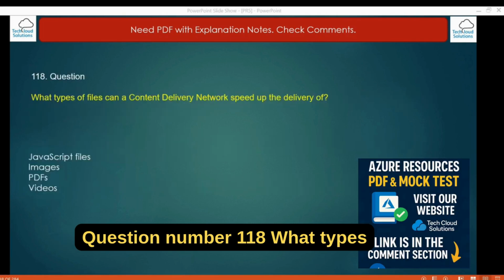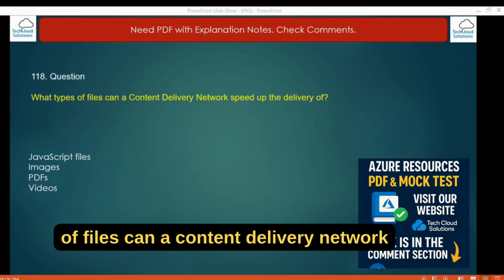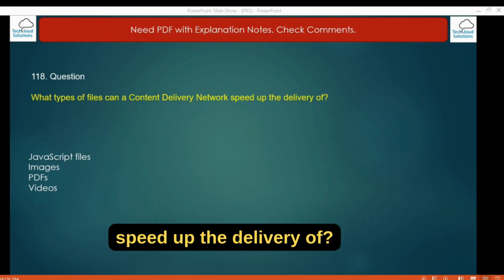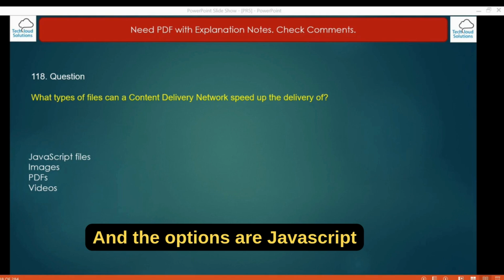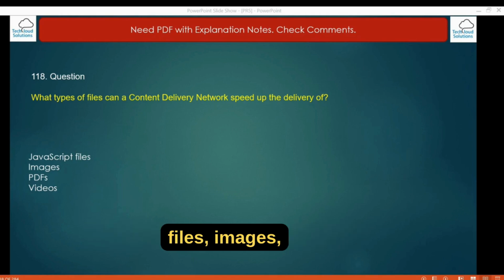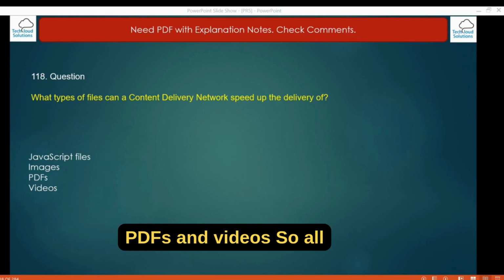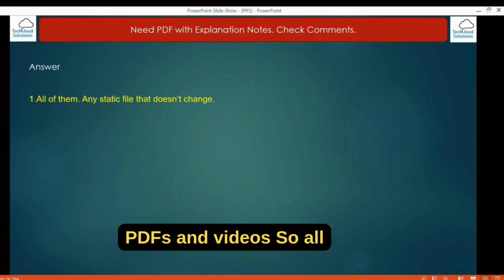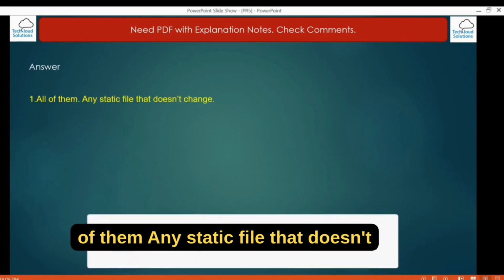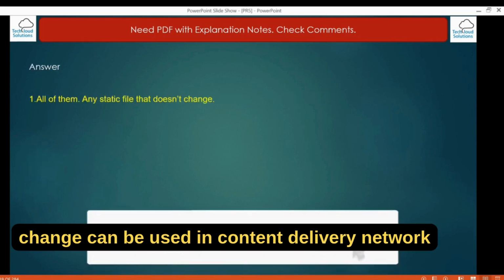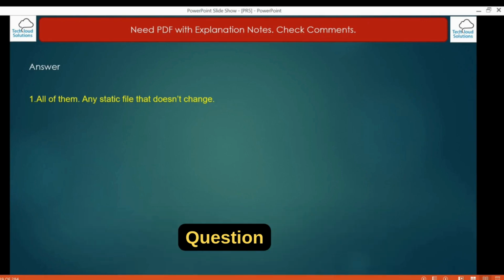Question number 118. What types of files can a content delivery network speed up the delivery of? And the options are JavaScript files, images, PDFs, and videos. So, all of them, any static file that doesn't change can be used in a content delivery network.